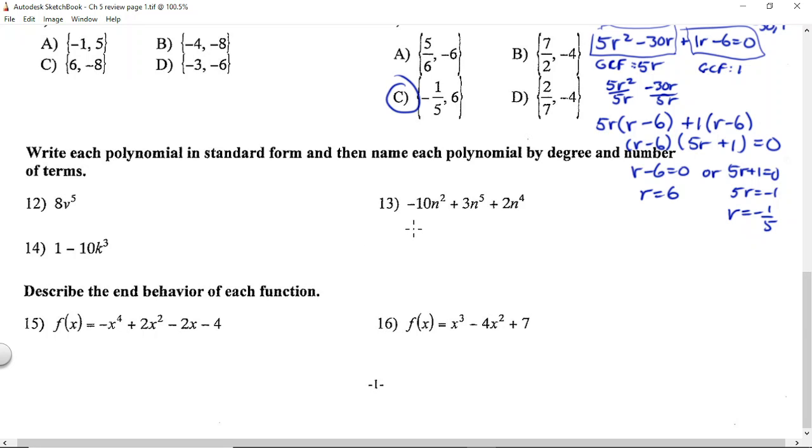Write it in standard form. That means descending order based on the powers of the variable. So the largest one goes first, and that's 5, right? So we write that term first. 3n to the 5th. The next one is n to the 4th, right? So that's plus 2n to the 4th. And then last but not least, we have minus 10n squared. And so that's standard form.